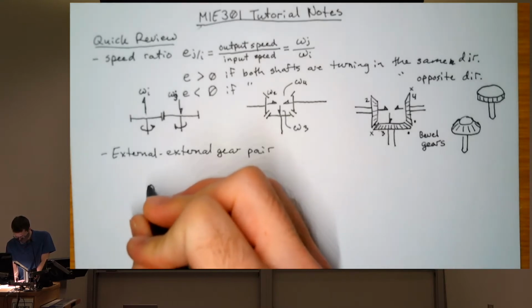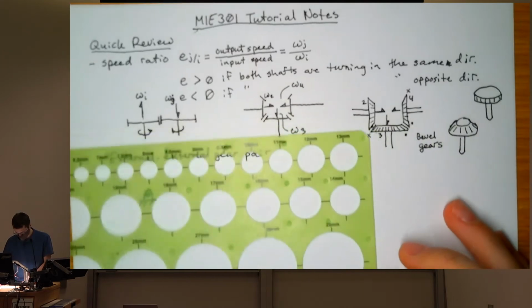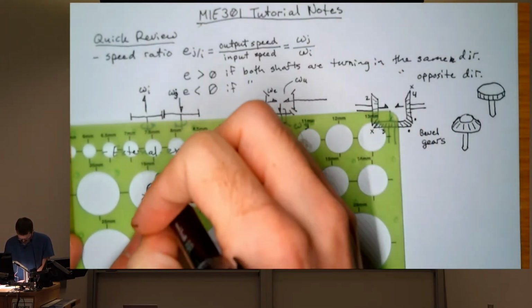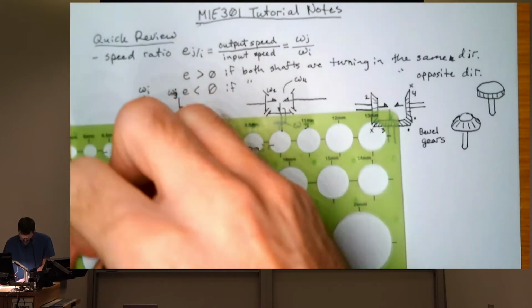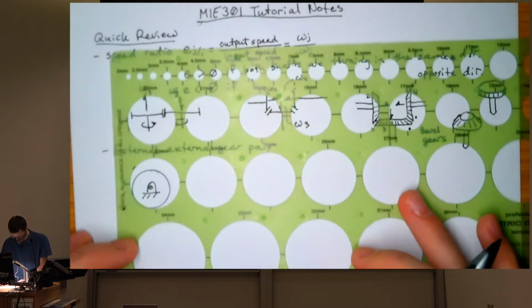So in this case, we have something like this. I could use my circle templates very approximately. Maybe we have a gear like that.